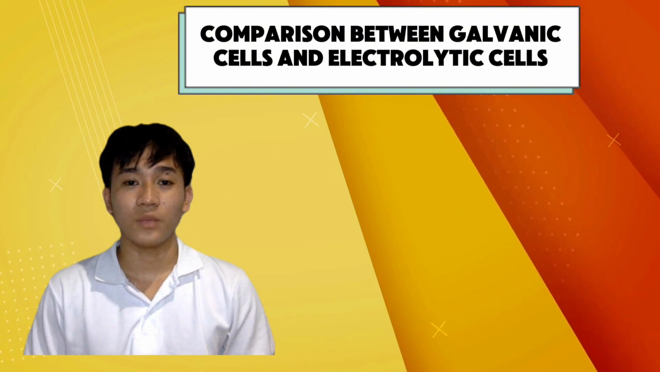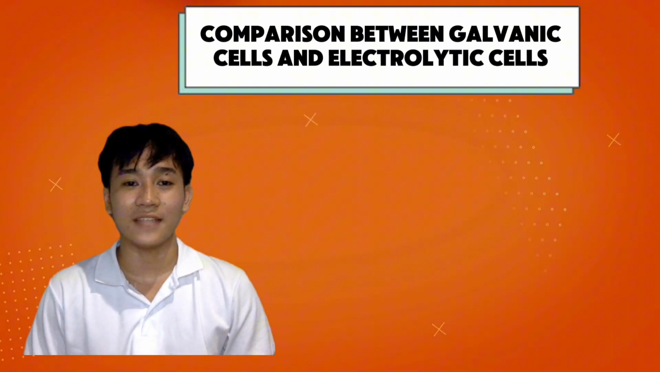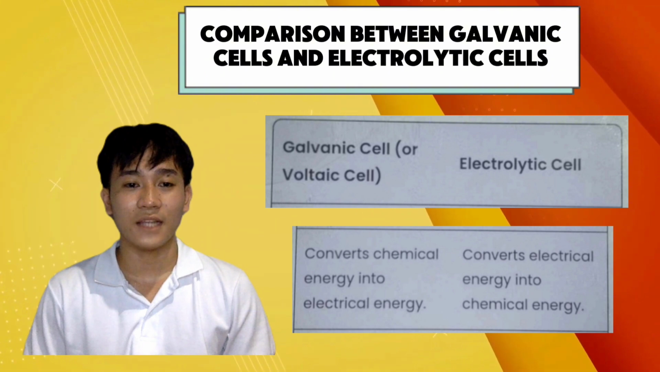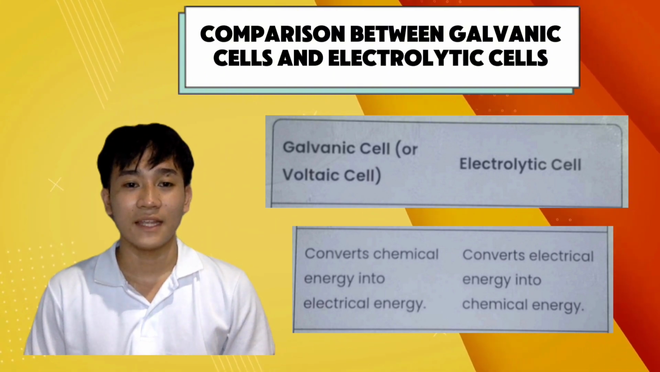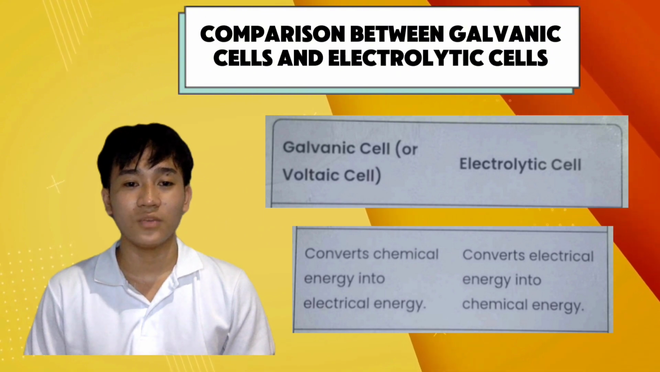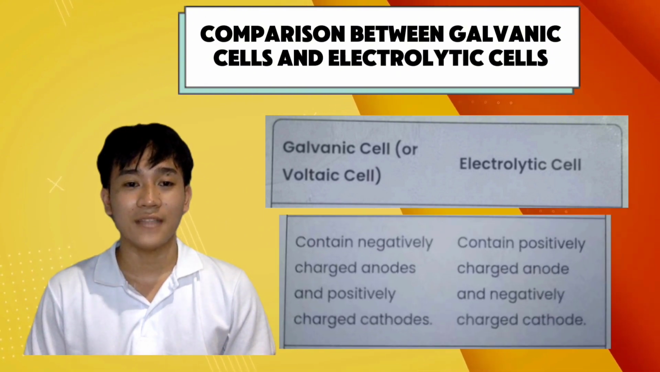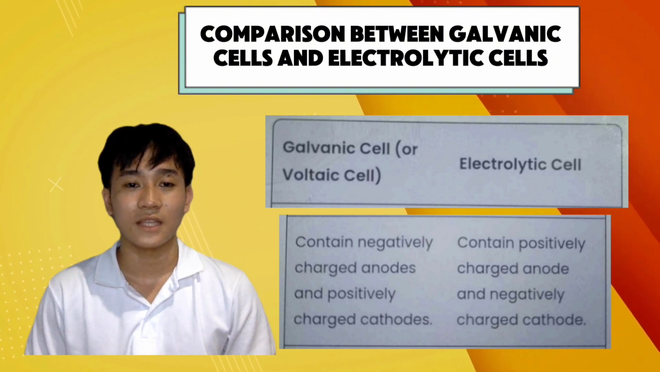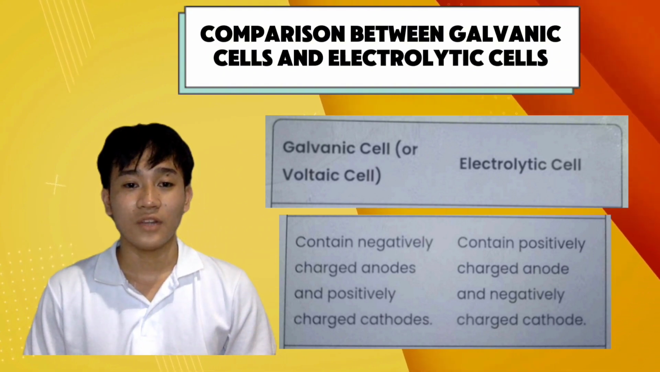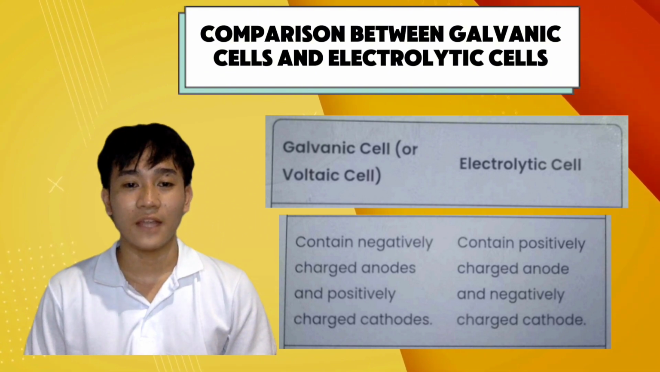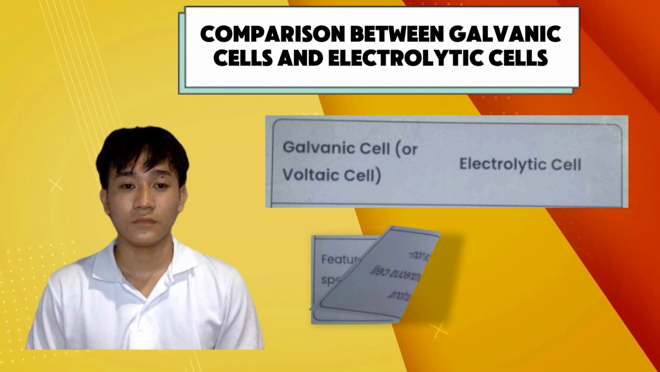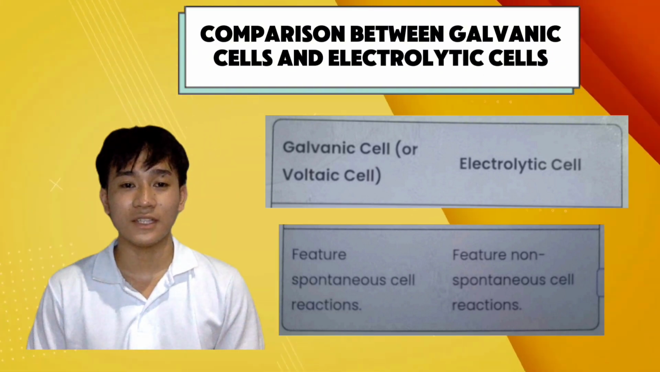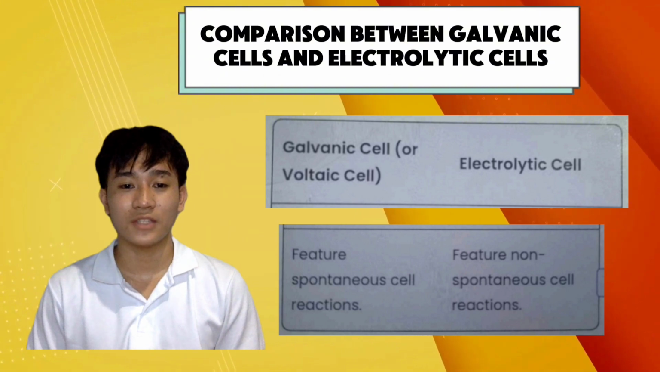A comparison between galvanic cells and electrolytic cells. A galvanic cell converts chemical energy into electrical energy. An electrolytic cell converts electrical energy into chemical energy. A galvanic cell contains a negatively charged anode and a positively charged cathode. An electrolytic cell contains a positively charged anode and a negatively charged cathode. A galvanic cell features spontaneous cell reactions. An electrolytic cell features non-spontaneous cell reactions.